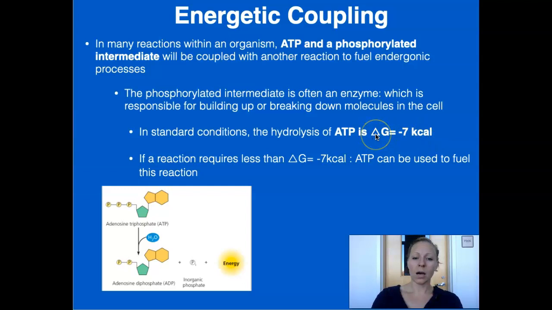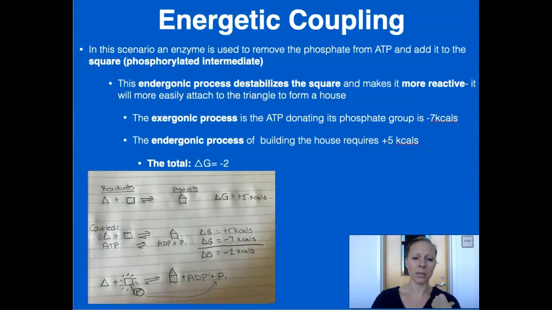So when we hydrolyze, when we remove the phosphate group from an ATP, it releases 7 kilocalories. So there is energy being lost, and it is 7 kilocalories, and so delta G is negative 7. If a reaction requires less than negative 7 kilocalories, then ATP can be used to fuel this reaction. If it is more than negative 7 kilocalories, it cannot. So let's look at what this means.